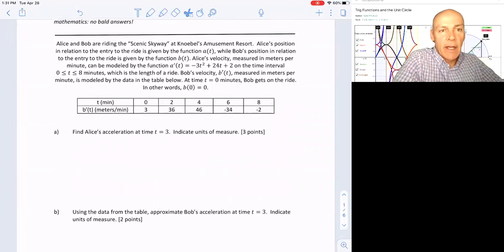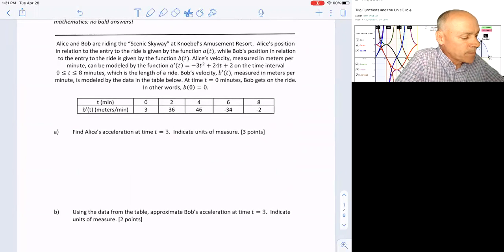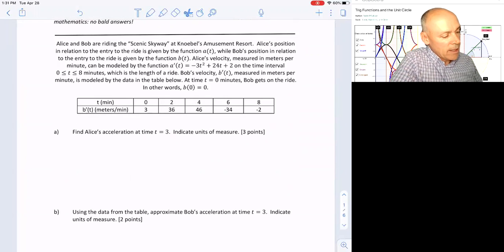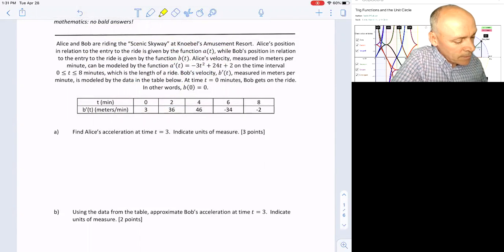All right, so if we dive in, Alice and Bob are riding the scenic skyway at Knables Amusement Resort. Alice's position in relation to the entry to the ride is given by the function a at t. Got to be a little careful here because a at t, that's Alice's position function. And then Bob's position in relation to the entry to the ride is given by b at t.